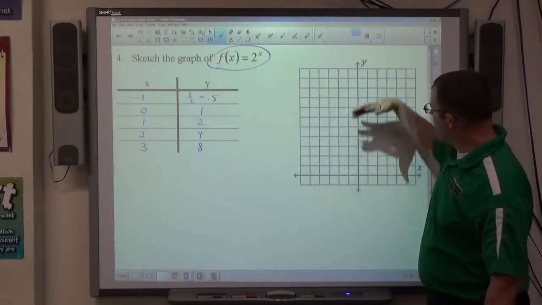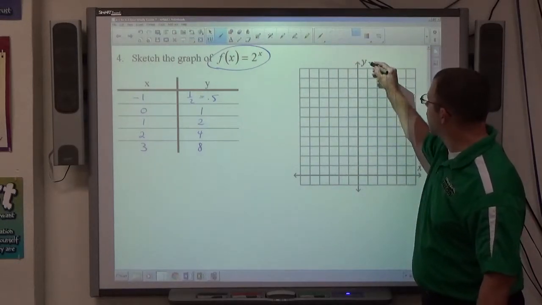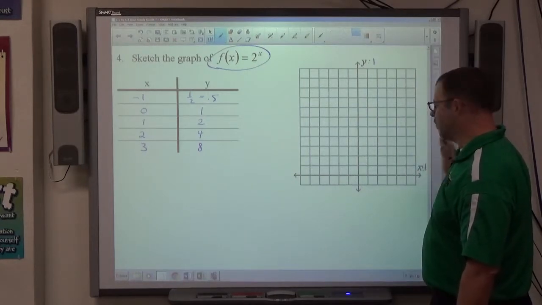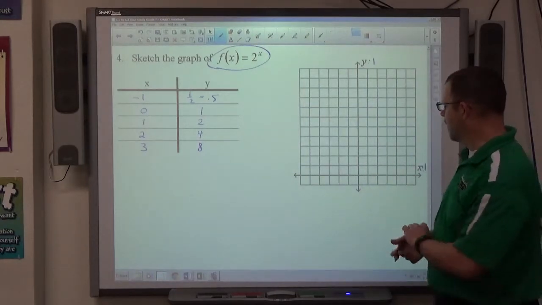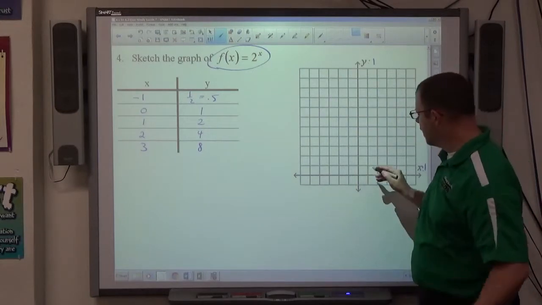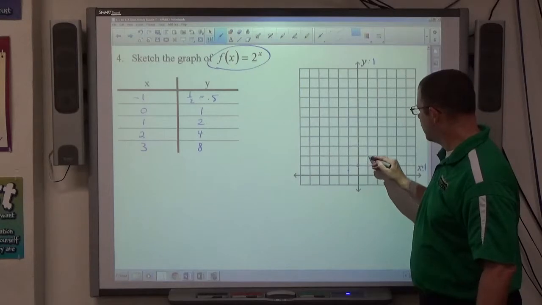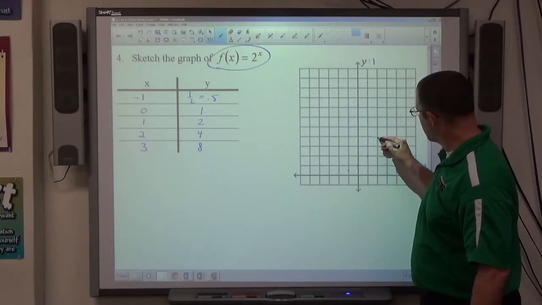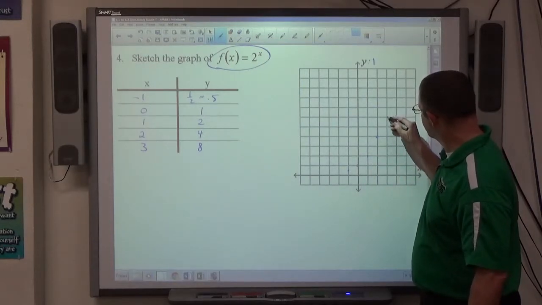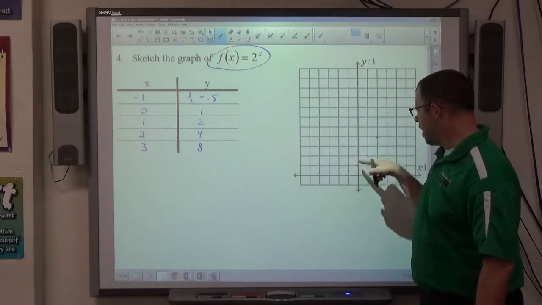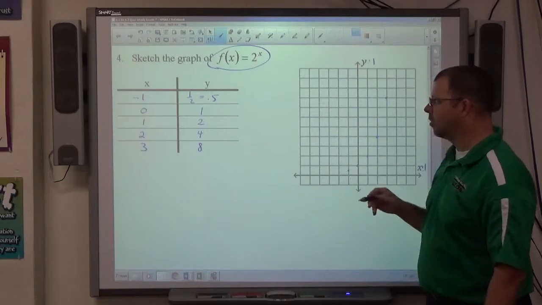Looking at this graph, I've got enough room to go up 8 spaces, so I'm going to go to 1-to-1 scale. You don't have to mark a 1-to-1 scale, but if you do scale ever, just make sure that both scales are identified. -1, 0.5. We got 0, 1, 1, 2, 2, 4, 3, 8. 4 would be 16. That's off the scale. I could come back this way a little bit if I wanted to.